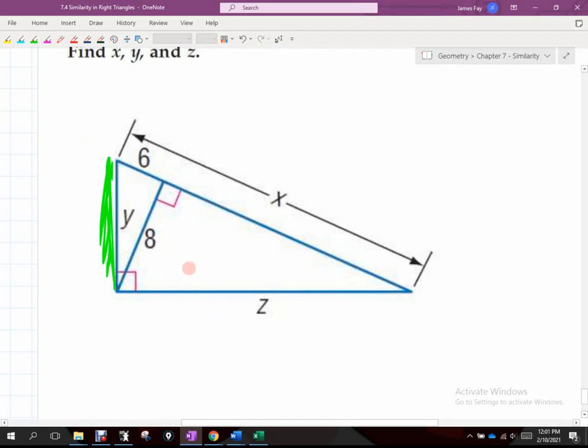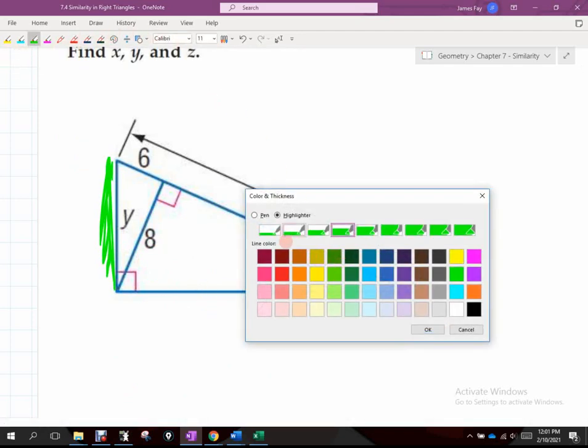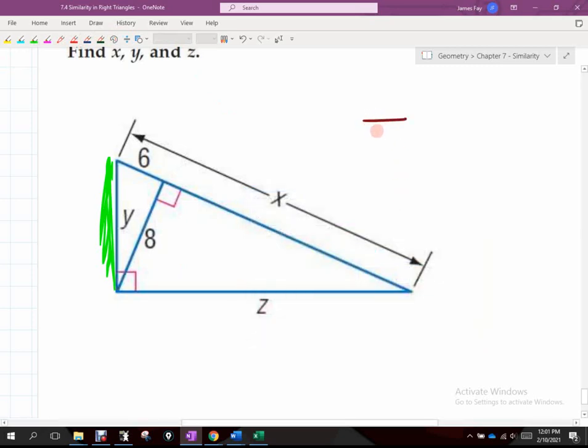So if I look at the first one here, look at that leg, we should put y in the geometric mean position. Now, what is the entire hypotenuse then?